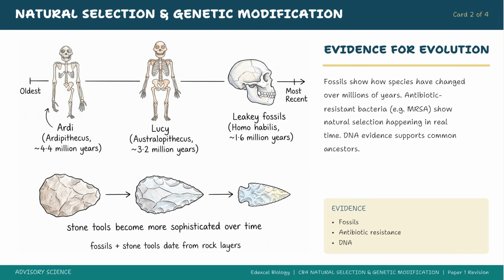If you're asked for evidence, give at least 2 different types. Naming Ardi or Lucy is a strong Edexcel specific answer. You can think of fossils for the deep past, stone tools for human evolution, antibiotic resistance or DNA for right now.